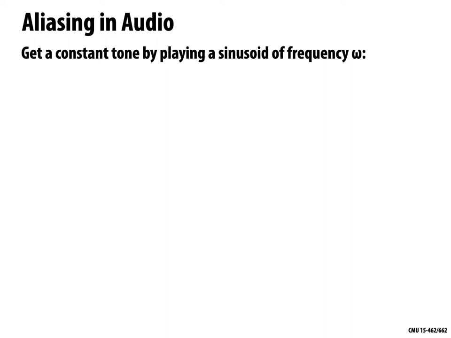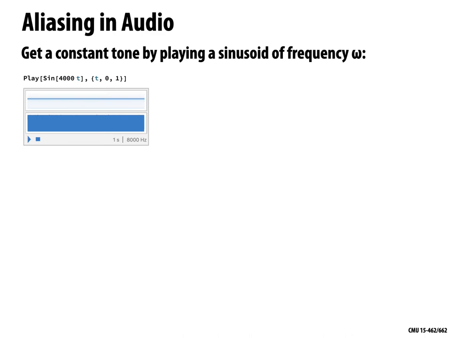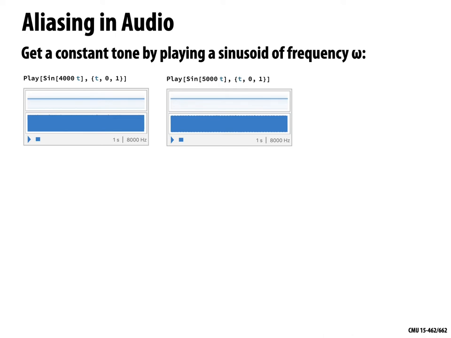In audio, again, we can get a constant tone by playing a sinusoid of frequency omega. So if omega is something like 4,000, we get a sound like that. If it's 5,000, we get a sound like that. And if it's 6,000, we get a sound like that.